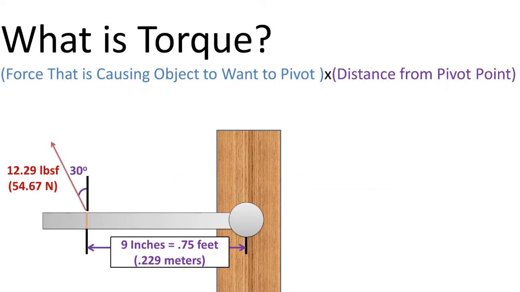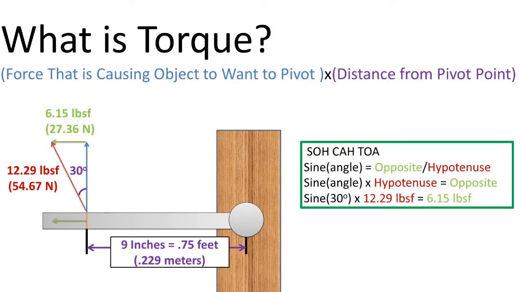On to our next example. We have a force that is going at a 30-degree angle from perpendicular and has a force of 12.29 pounds force. Notice that the force is not going tangent to the circular path. This means we need to break down the force into vectors using SOHCAHTOA in trigonometry so we can find the force causing the object to rotate.